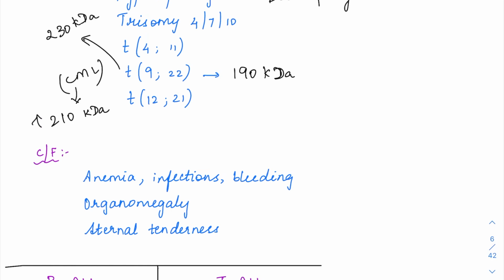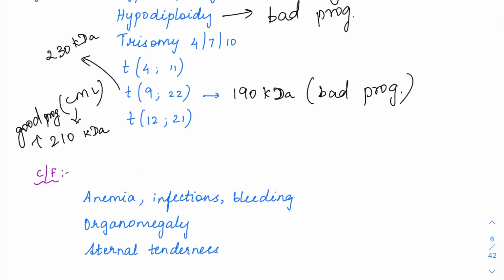So in CML, this 210 kilodalton fusion protein actually has a good prognosis because we can treat this by inhibiting the tyrosine kinase with imatinib mesylate, while this 190 kilodalton associated with ALL is going to have a bad prognosis, okay. In CML it is good, in ALL it is bad. This 230 kilodalton is going to be associated with increased neutrophilia, okay.